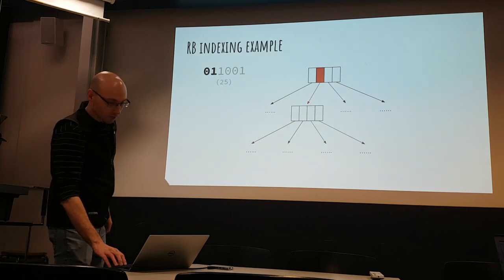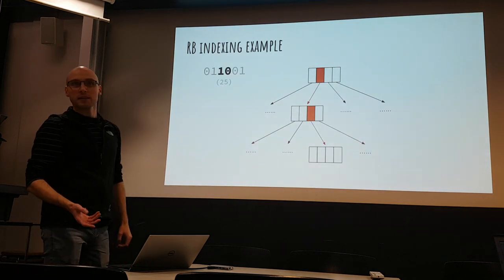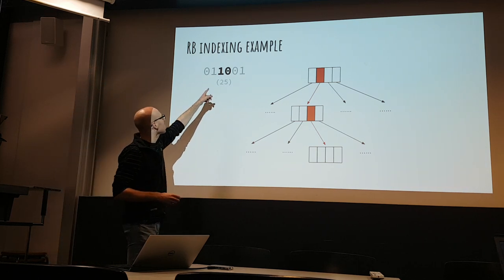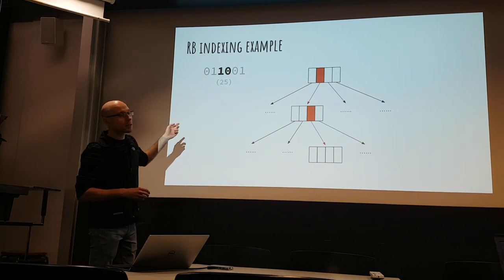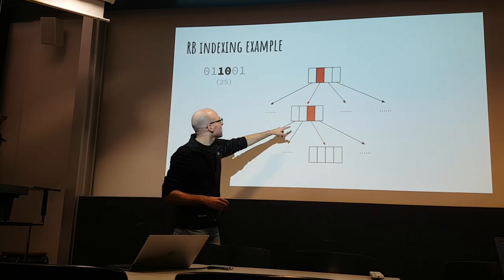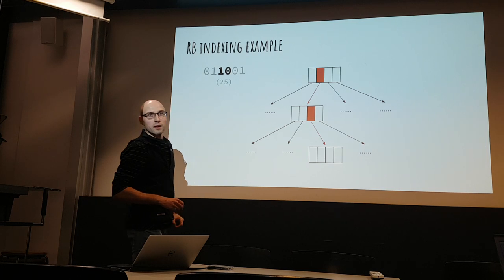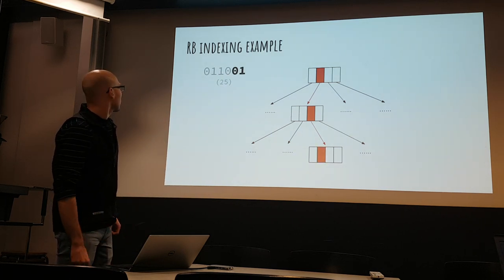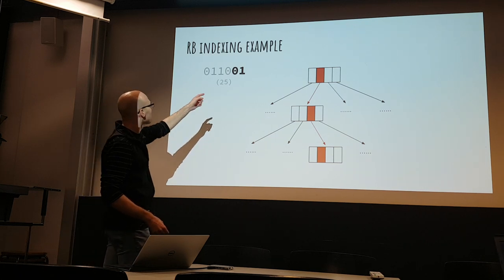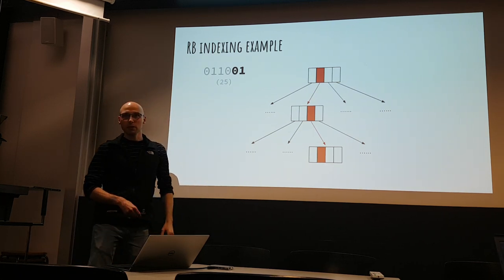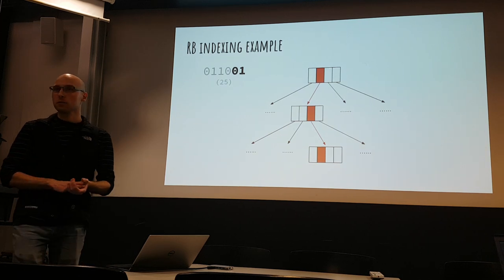At the next level, you look at the next two bits, and you look at 1, 0 as an index into the array. And you say, well, that's going to be the third one, and then you index into that. And then at the very end, we look at the last two bits and do the very same thing for the leaf, and we get the value in return.